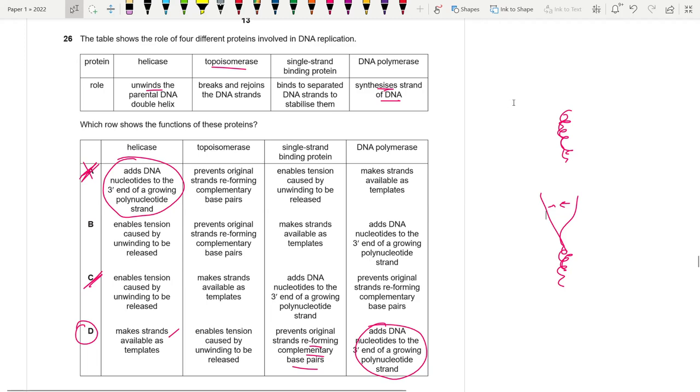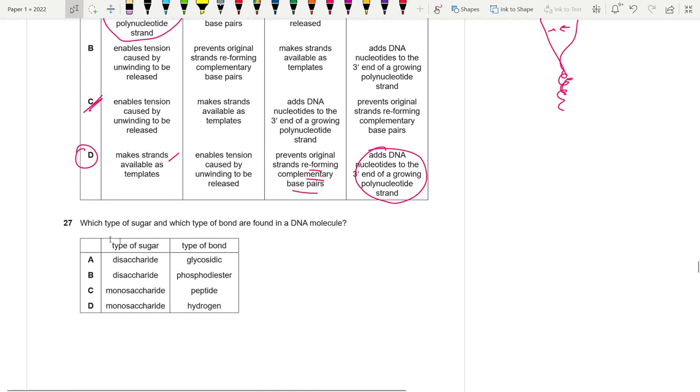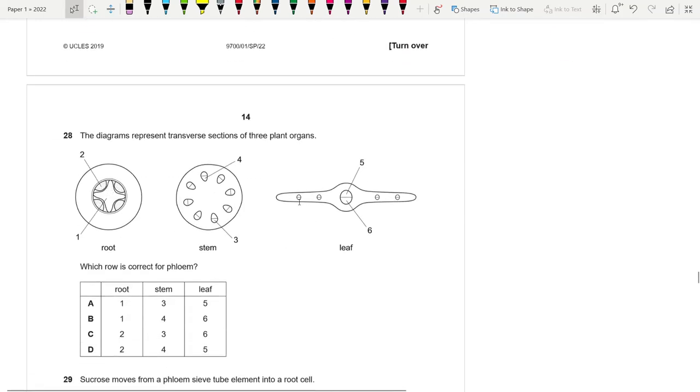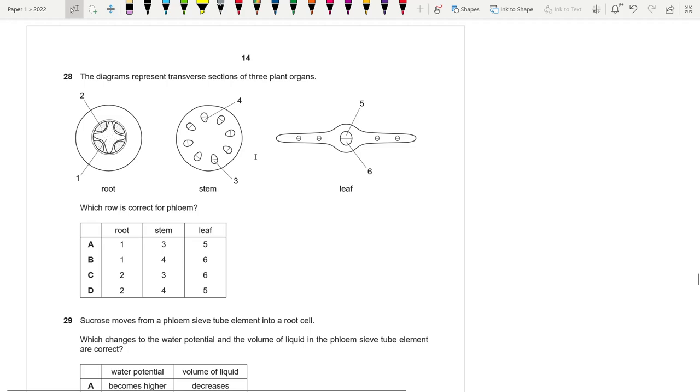This is a very important MCQ 26. Okay, single stranded binding protein prevents the original strands from reforming. Okay, number 27, which type of sugar and which type of bond are found in a DNA molecule? Okay, so in DNA we have deoxyribose sugar. It's a monosaccharide actually. And what bond is formed in a DNA molecule? So we have hydrogen bonds between the two strands. Okay, so 27D. 28, these are transverse sections of 3 plant diagrams, the root, stem, and leaf.